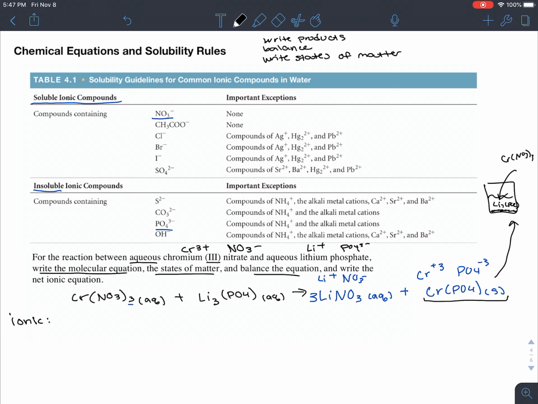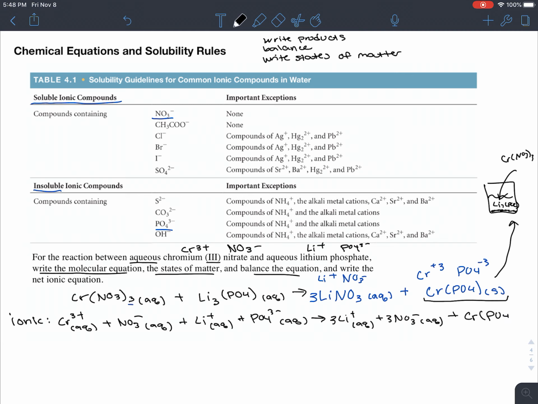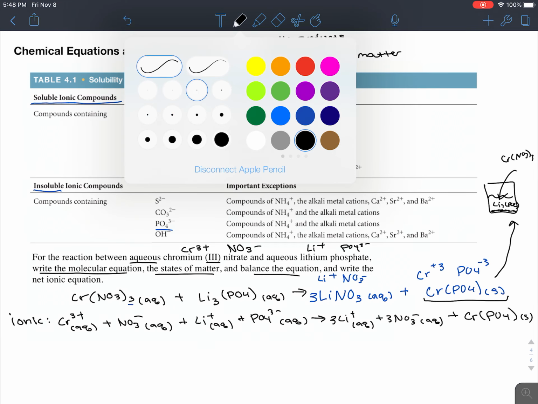The way to do that is to first write an ionic equation. You split everything up into ions that's aqueous. So we have chromium, which is a 3+, and nitrate, which is a -1. That's how that came together. Then we have lithium plus and phosphate, which is a 3-. Now, lithium nitrate splits up because it's aqueous. We have 3 lithiums, and since the 3 is a coefficient, it also goes to nitrate. And now, chromium phosphate does not split up because it's the solid.